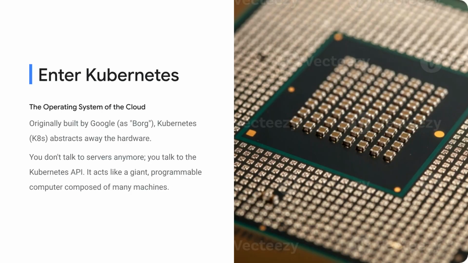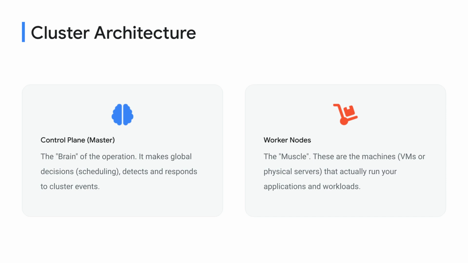Enter Kubernetes, or K8s, often called the operating system of the cloud. It abstracts away the hardware, allowing us to talk to the Kubernetes API, treating many machines as one large programmable computer. A Kubernetes cluster has 2 main parts. The control plane, or the brain, makes global decisions like scheduling. The worker nodes are the muscle, running your applications and workloads.